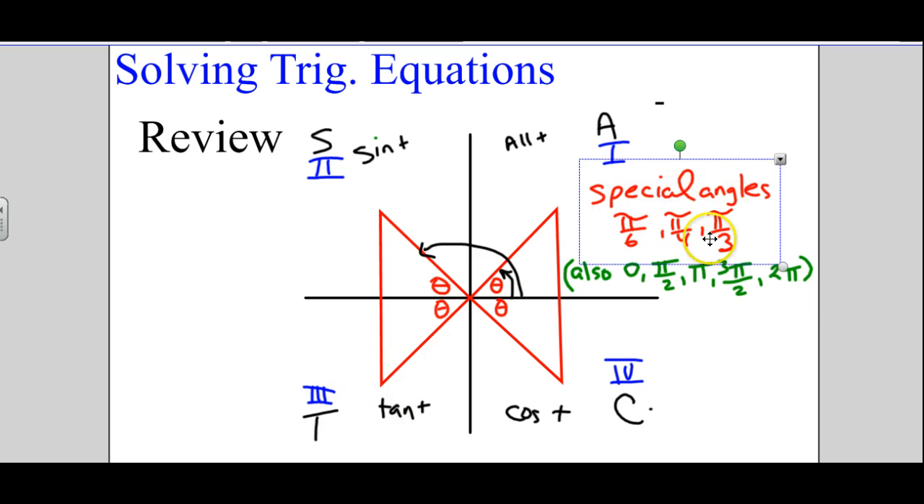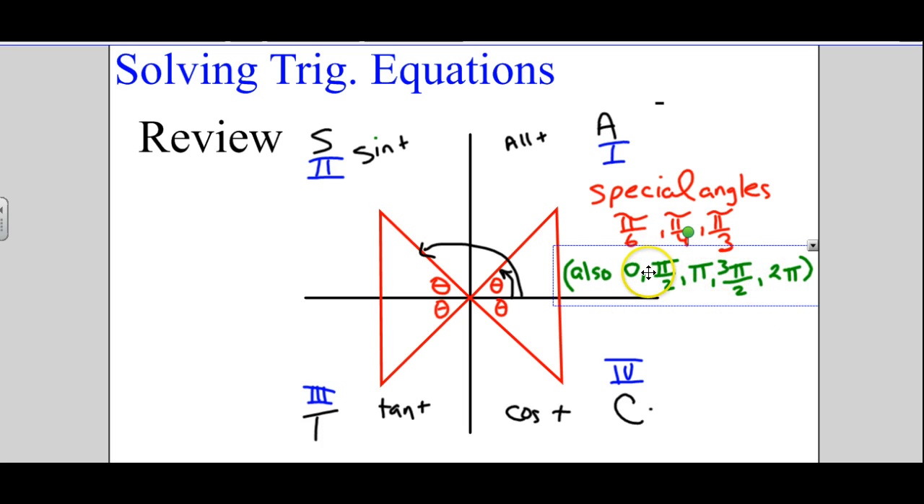Our special angles we've seen a few times. If you can't recreate these triangles yet, you need to be able to do that. Or I suppose if you've memorized the various ratios for pi over 6, pi over 4, pi over 3, that works as well. May come into play today. It hasn't too much previously. 0, pi over 2, and so on.